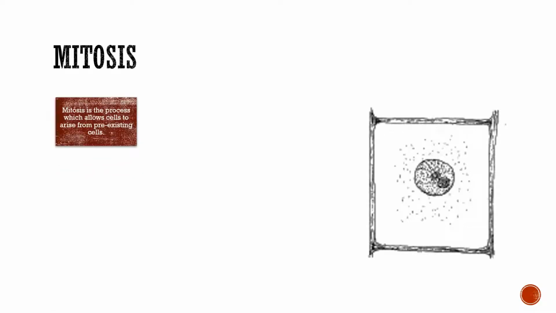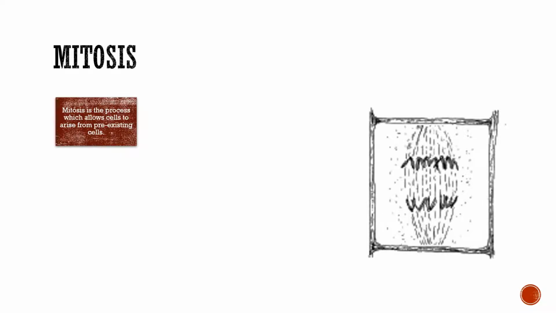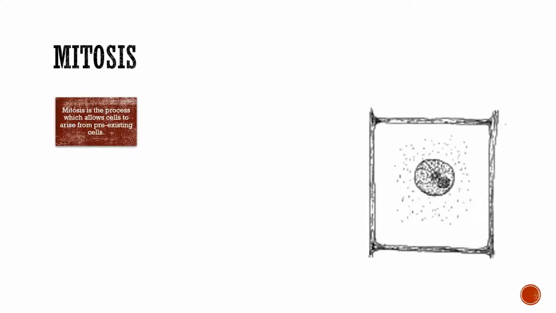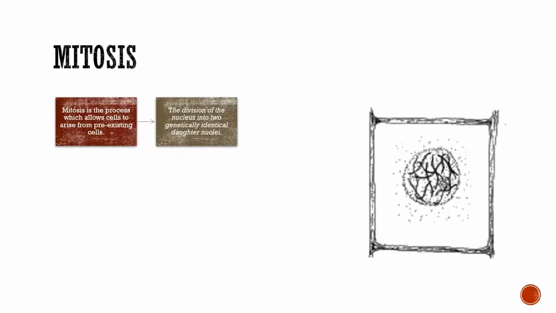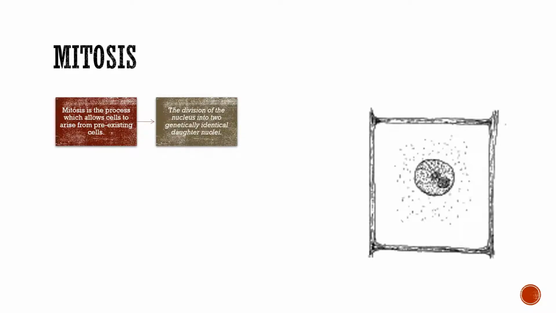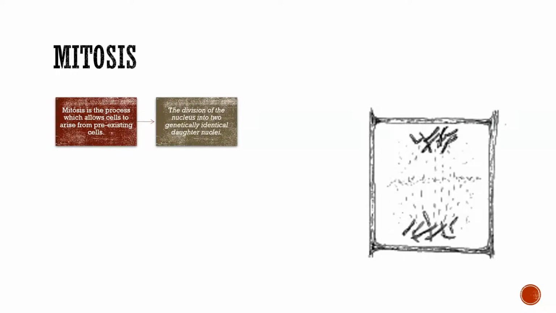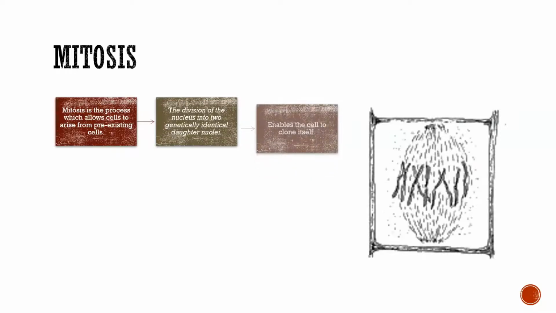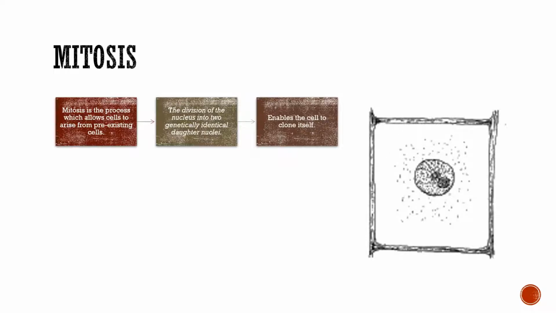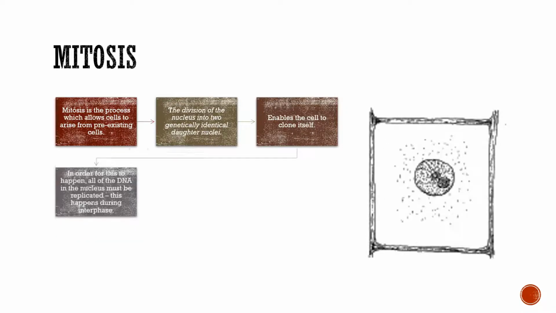By looking at cell division, we're going to start off looking at the process of mitosis. Mitosis is a process which allows cells to arise from pre-existing cells. We've already said that this is one of the sections of our cell theory, that all cells arise from pre-existing cells, and it is mitosis that is part of the process that allows this to happen. During mitosis, the division of the nucleus into two genetically identical daughter cells occurs. So basically, this process enables the cell to clone itself.